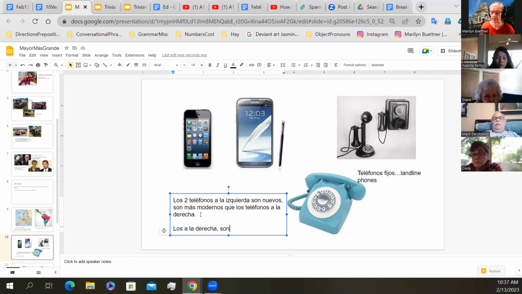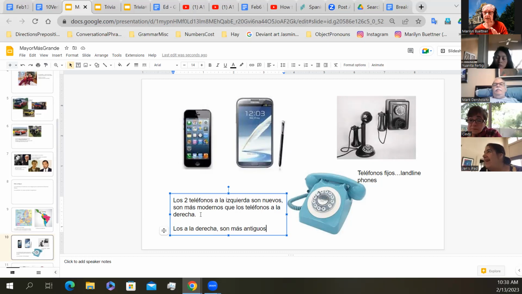Sí, son mayores... más antiguos. Here's where antiguos makes sense. Right. Son más antiguos. Los a la derecha, the ones on the right, ¿sí? Los a la derecha son más antiguos. They are older. And we can't use mayor here because mayor really talks about people. So if we mean these are old models, the kind that were invented a long time ago, okay? And they are older types of devices than the cell phones, then we say son más antiguos.